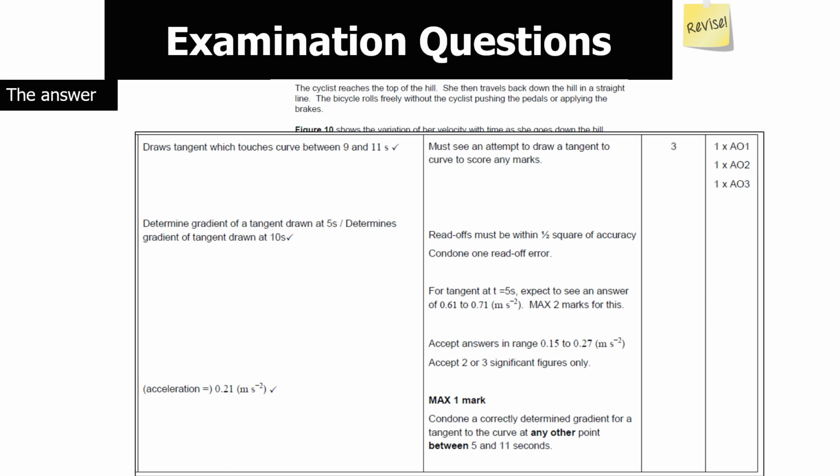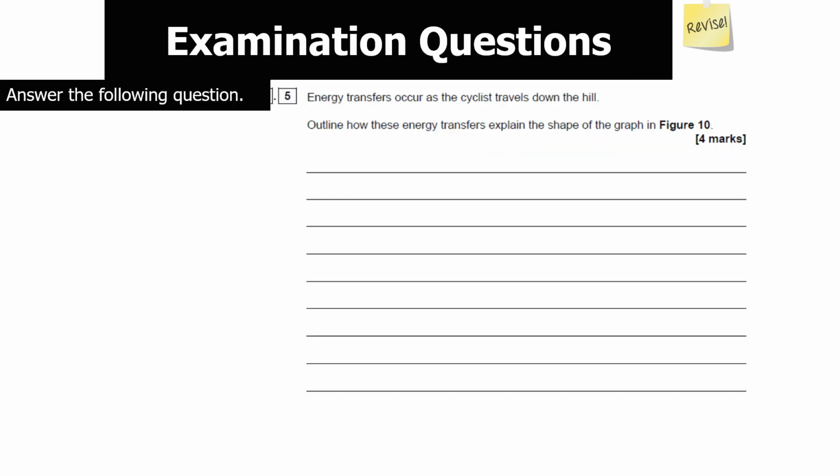Now again, it's metres per second squared. It's then very important that you draw on your tangent carefully and you draw very clearly in your answer your gradient triangle. The next question says, energy transfers occur as the cyclist travels down the hill. Outline how these energy transfers explain the shape of the hill in figure 10. So pause the video now, then unpause the video when you want to go through your answer.